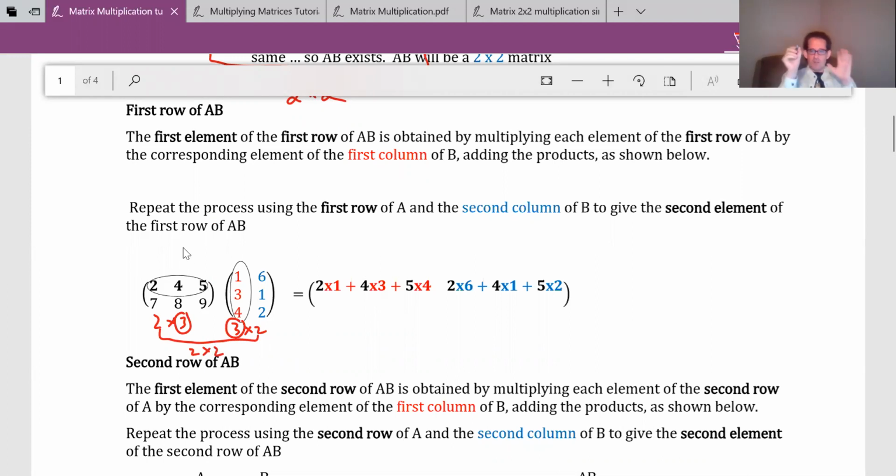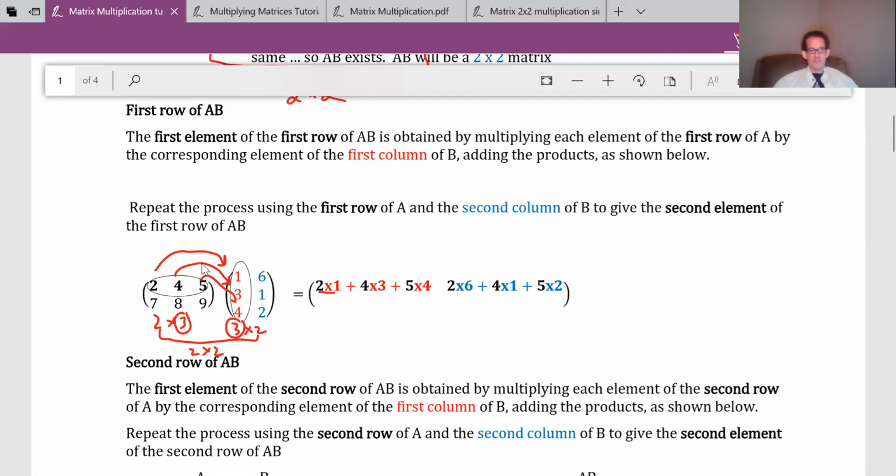Now, instead of just multiplying these numbers across, what you do is you multiply a row by a column, okay? So the first thing you're going to do is 2 times 1. And there it is, 2 times 1. And then you multiply the next number, 4 times 3, and you're adding it each time. And then here's the 5 in the column, and you go 5 times 4, okay?